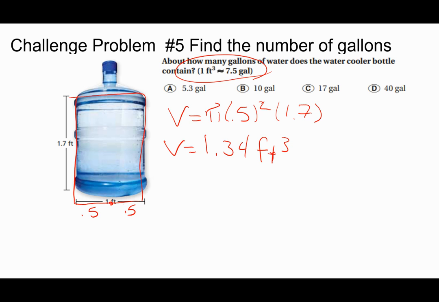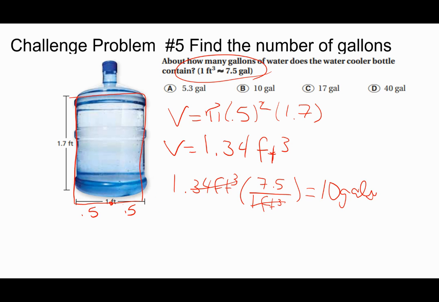So 1 cubic foot equals 7.5 gallons. For 1.34 feet cubed, we can set that up as a proportion, or we can multiply across. So 1 cubic foot is to 7.5 gallons. We multiply across, and 1.34 times 7.5 gives us 10 gallons.